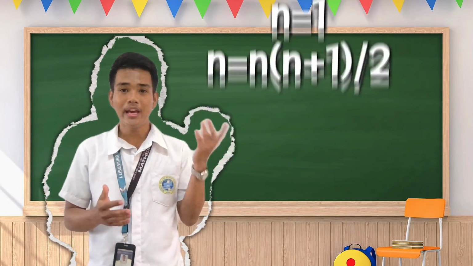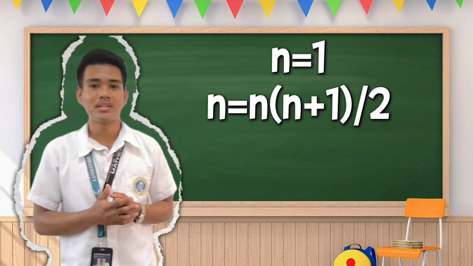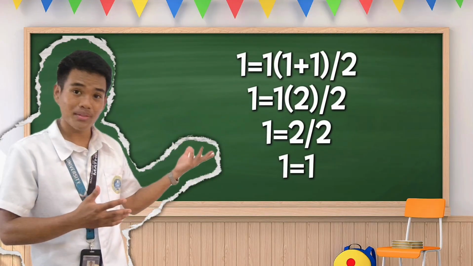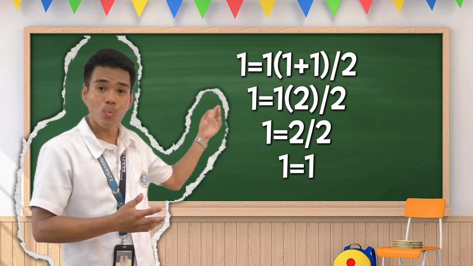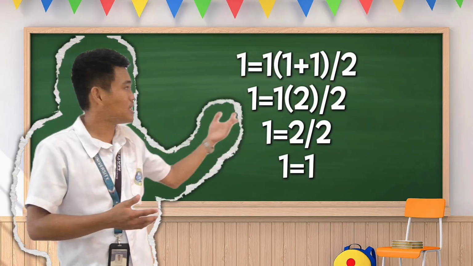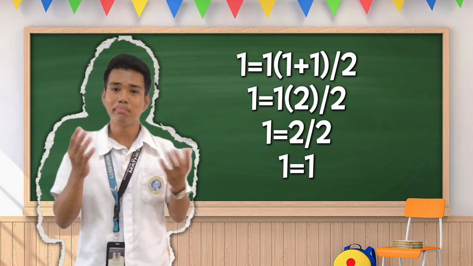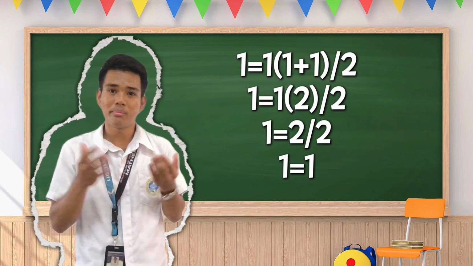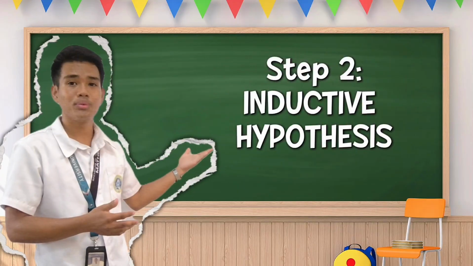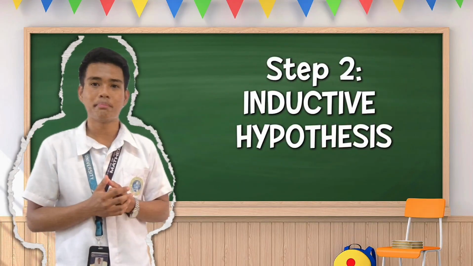So we have here n is equal to 1. The left side of our equation we have 1. The right side will become 1 times 1 plus 1, which is 2, then over 2, which is equal to 1. So both sides are equal. So the base case is true. Next we have step 2, which is the inductive hypothesis.